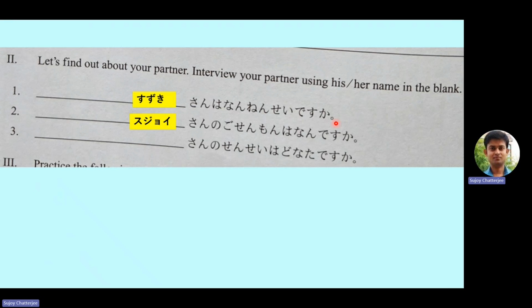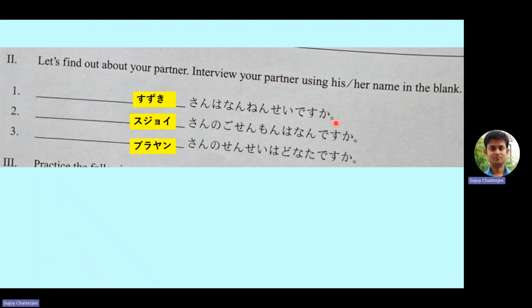Next one, we are using Sujoy. This is my name, so it's written in katakana. Sujoy-san no gosenmon wa nan desu ka? So Sujoy-san, what is your specialization or what is your major? And the third one, you can see Brian.